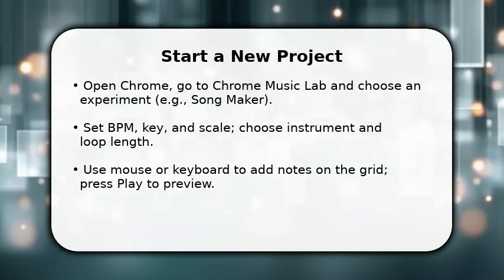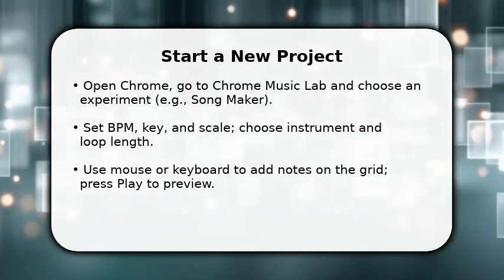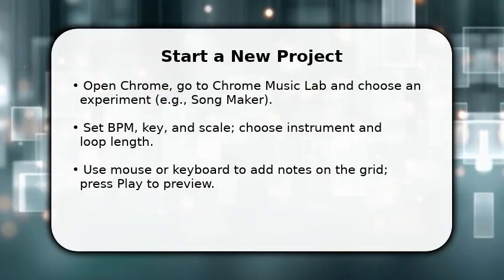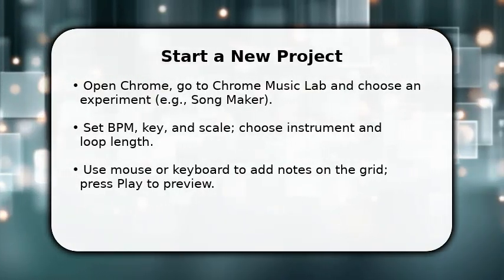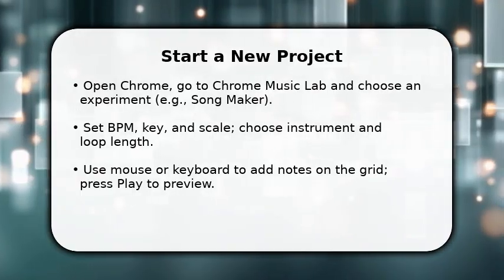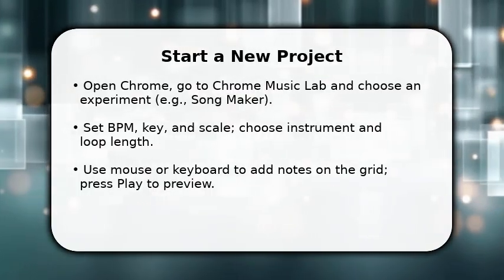You begin by launching Chrome Music Lab in your browser and selecting Songmaker or another experiment. Set the BPM, key, and scale so the system generates harmonically consistent notes. This saves time and avoids clashing tones. Once done, pick an instrument and loop length to frame your composition.